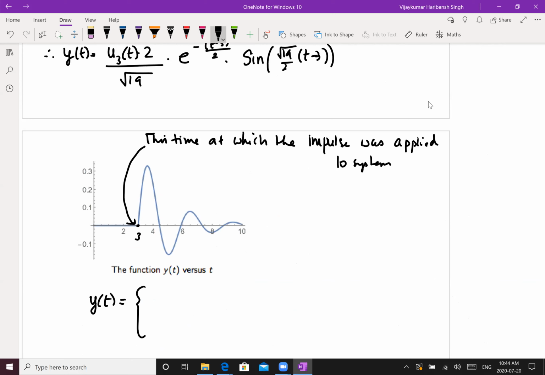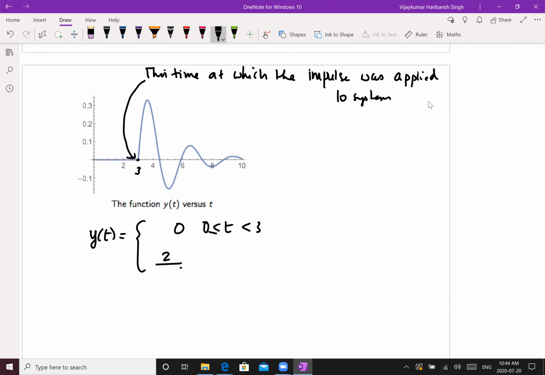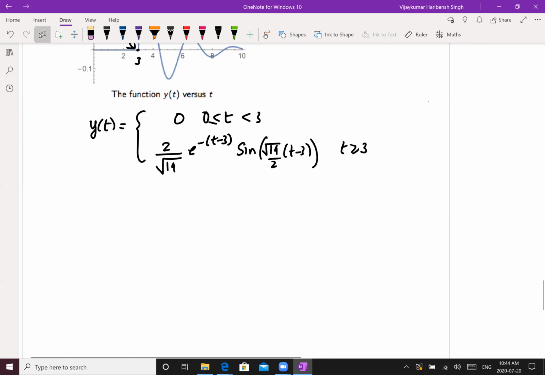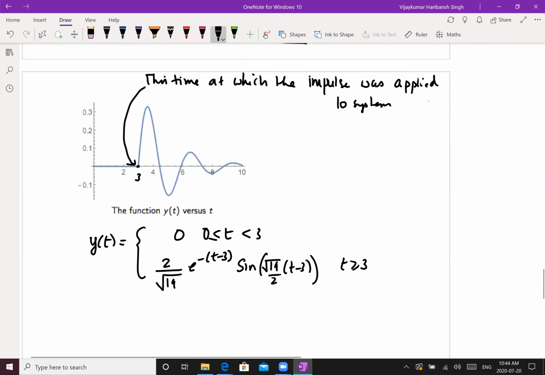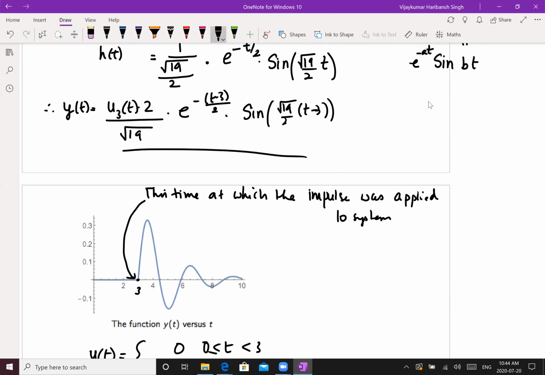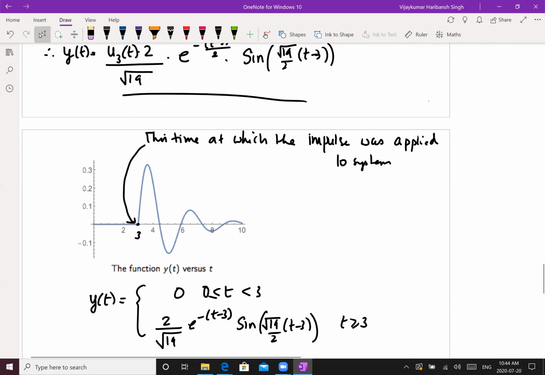So this is how the solution looks: 0 for t less than 3, and then we have 2 by square root of 19 e to the power minus (t minus 3) by 2 sine of root 19 by 2 times (t minus 3) if t is greater than or equal to 3. So this is the solution. This is exactly the same as your y(t). Instead of writing it case by case, it's better to write it as one function. So that's about it. Thank you for your attention.